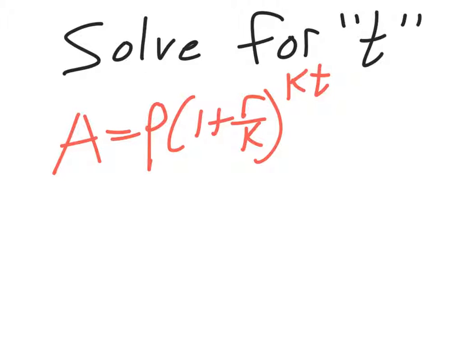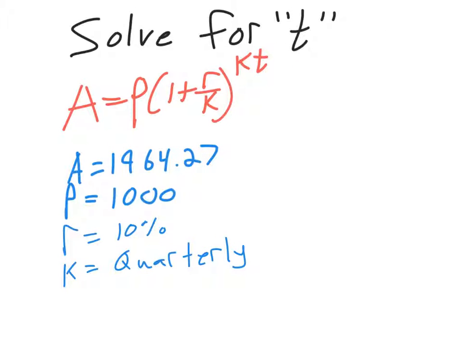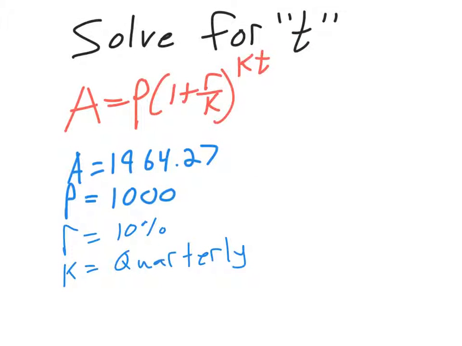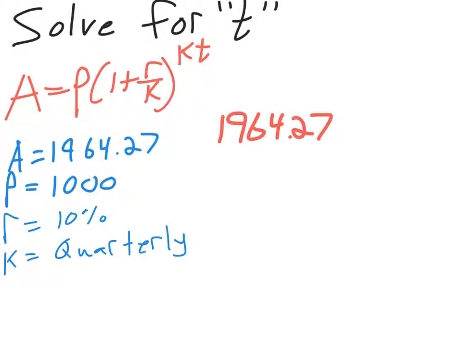So let's say you have these conditions. Okay, so let's take that info and let's plug it in. The amount we have after t number of years, we can find that by, we start with, our initial amount is $1,964.27. And then we said that came from investing $1,000 as our principal.